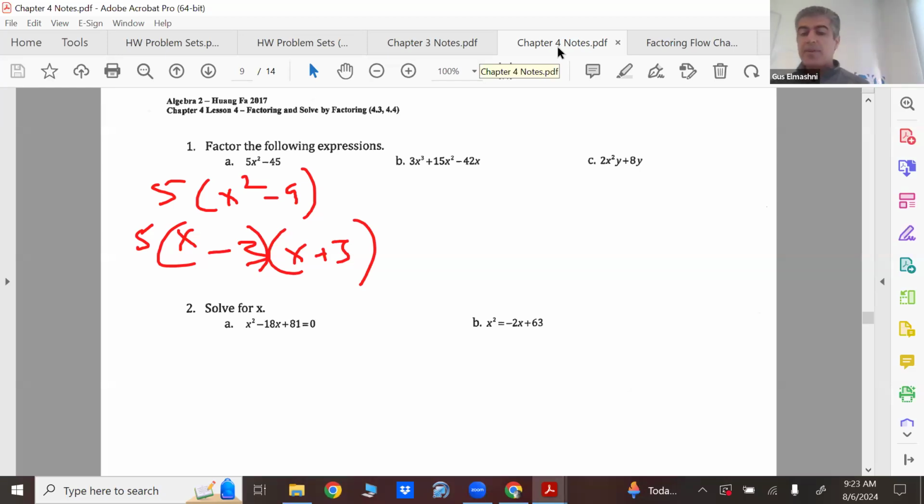Why do we care about factoring? You'll see in just a little bit. But for now, it's just a skill that we're going to keep working on because it's probably one of the most essential skills that we get out of Algebra 2. Some people would disagree with me, but I think factoring is a big deal.